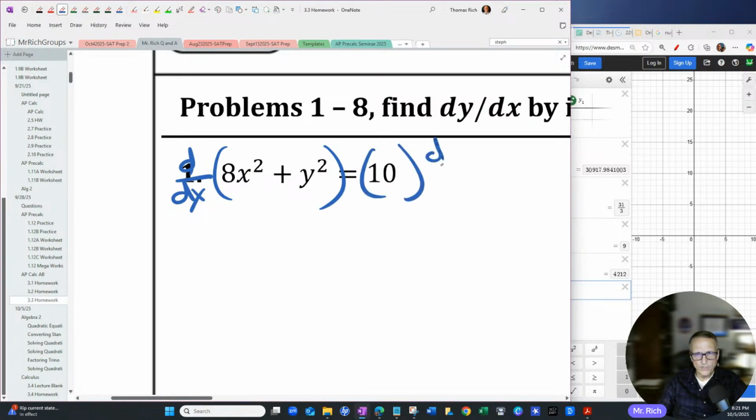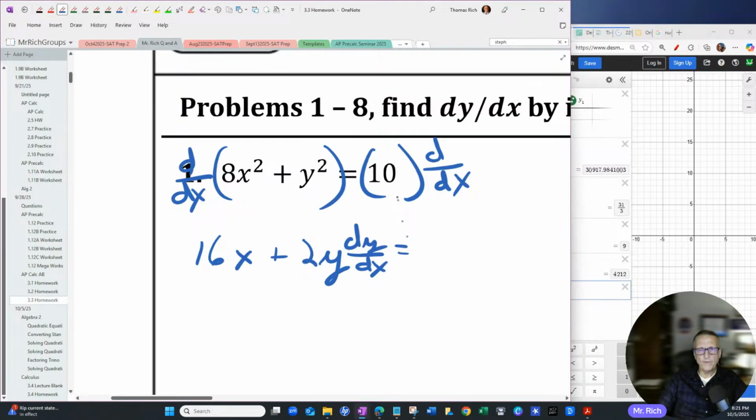That's the operation that we're doing on both sides. The derivative of 8x squared, easy, 16x. The derivative of y squared, though, would be 2y times dy/dx. And then the derivative of 10 would be 0, because when we take the derivative of a constant, as you know by now, that answer is 0.